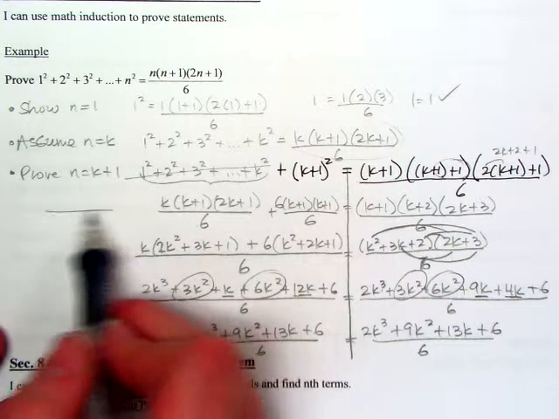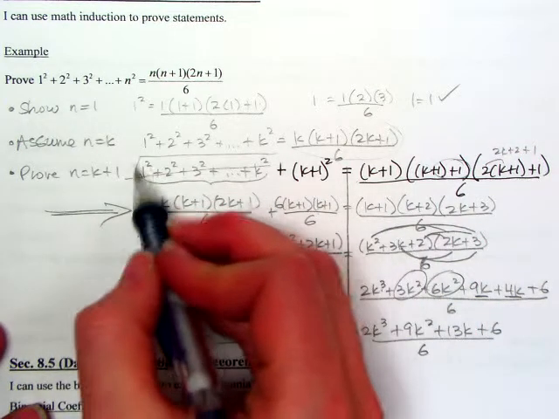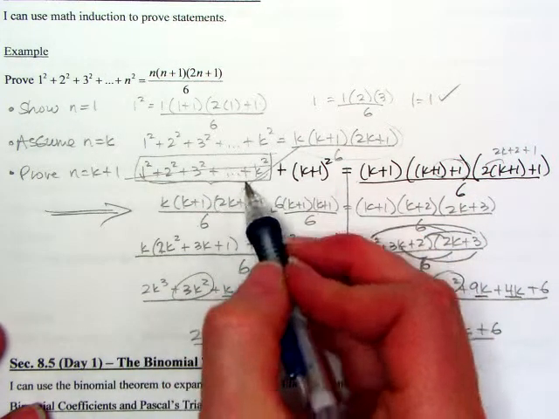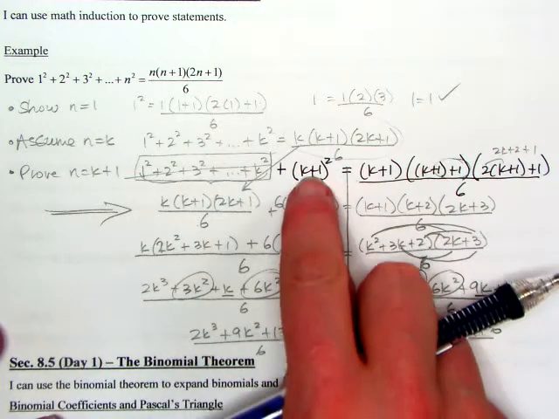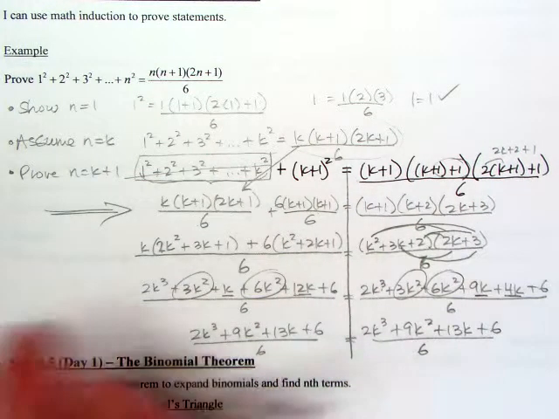This is the toughest step for kids right there. Taking out the assumed stuff, putting the above line in for it, and getting all those k plus 1s in the right spot.